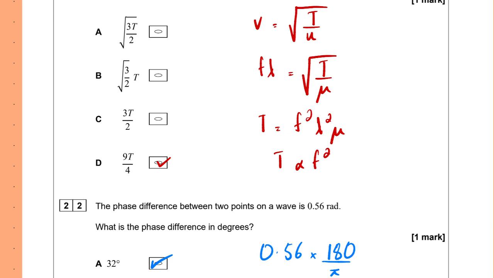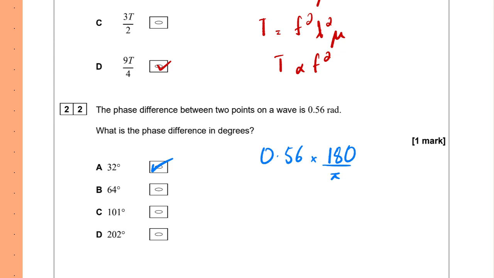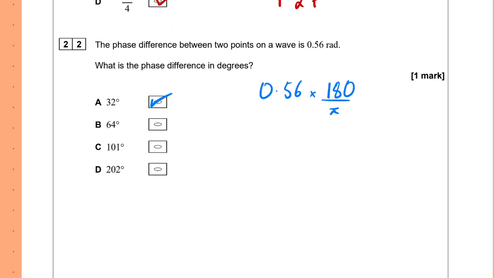22. Phase difference between 2 points on a wave is this much. What is the phase difference in degrees? Very, very straightforward. Multiplication by 180 over pi, or if you want to use any sort of unitary method, you can. Here I've basically used this idea that pi corresponds to 180, so what does 0.56 correspond to? And I use the unitary method, which some of you might also know as cross multiplication.